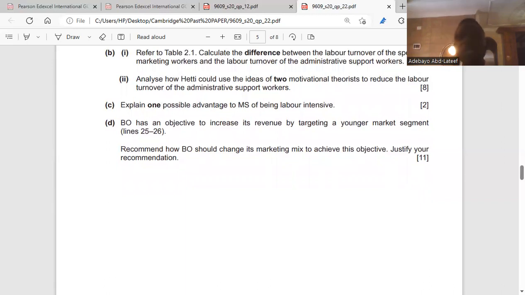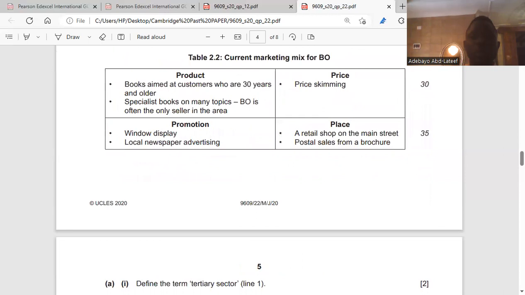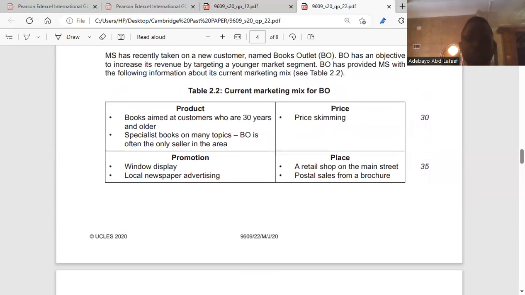So first, we have to talk about marketing mix, which is price, place, promotion, and products. So go back up where we have the product, the price, the promotion, and place. We're going to talk about this because we are talking about adjustments now. So the first one I'm going to talk about here is price. BO uses price skimming. Price skimming means you're charging a higher price for a new product.